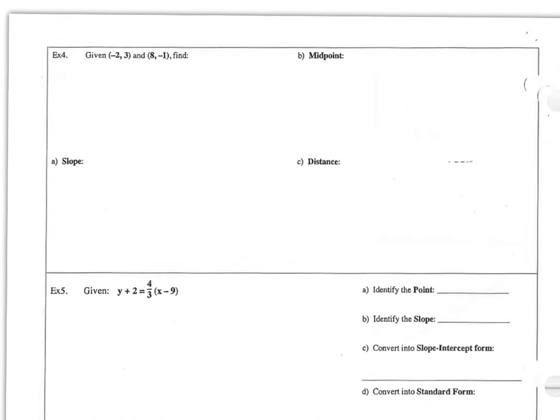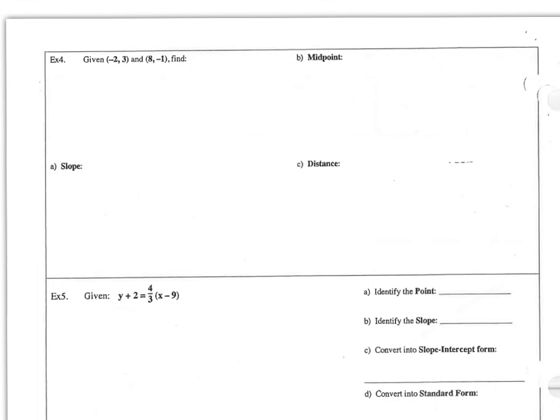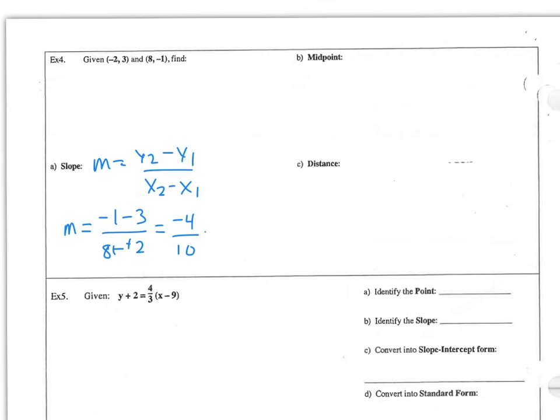All right, they give you 2 points. They want you to do 3 things. They want you to find the slope, the midpoint, and the distance. All right, so slope. Quick little reminder. m is equal to (y2 minus y1) over (x2 minus x1). So m is equal to negative 1 minus 3 over 8 minus negative 2, negative 4 over a positive 10 after doing change, and that simplifies down to negative 2/5.